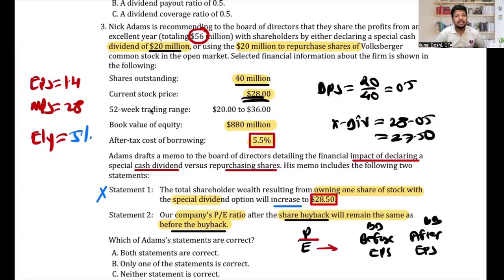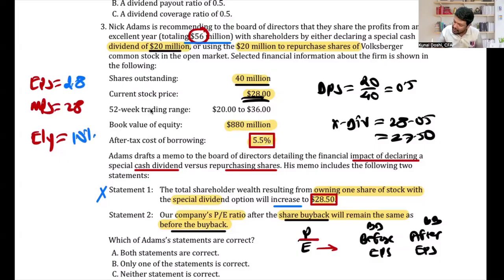You notice, everyone? Correct? The company will share the profits from an excellent year, totaling 56 million. So what is happening? My earnings yield, 56 million divided by the special dividend of 20 million, right? So 56 divided by 20. Oh, my mistake. 56 million divided by 20. It was 2.8. I'm so sorry. This is 2.8. And the market price was 28. So my earnings yield is 10%, correct?